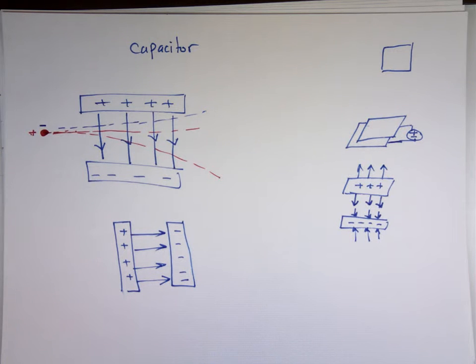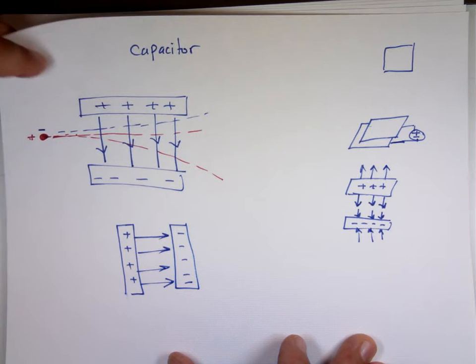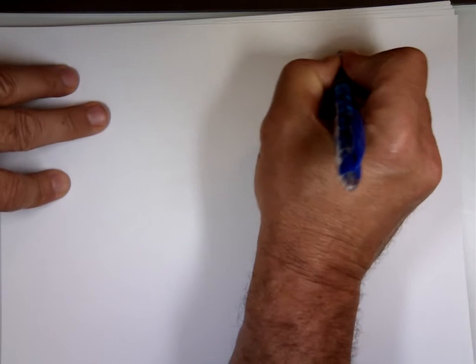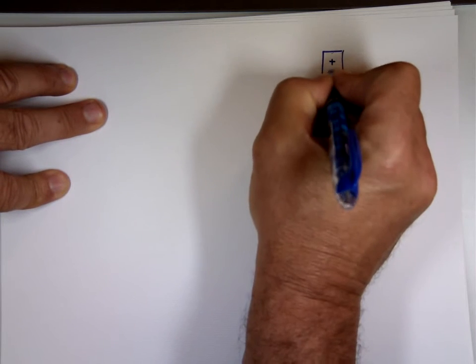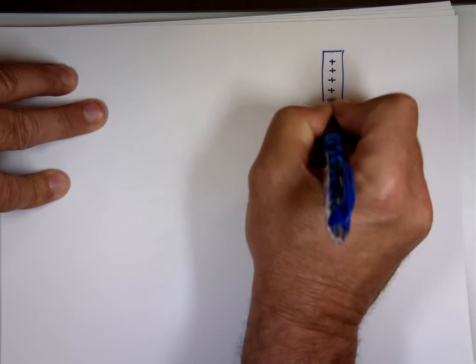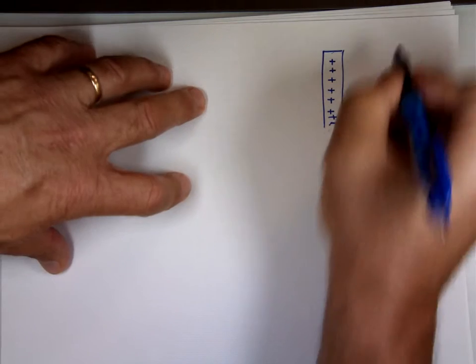So let's see what's going on there. Let's take an example on that. So now we have a capacitor. We have a plate that looks like this. And a positive plate, we have a negative plate.